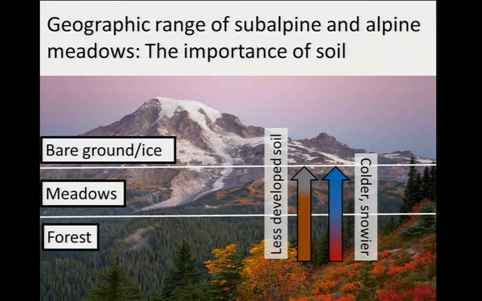Above the meadows, however, the soil is a lot different. It's very poorly developed, virtually no organic matter, low concentrations of key nutrients. In other words, on the whole, the soil is not super friendly for plants.